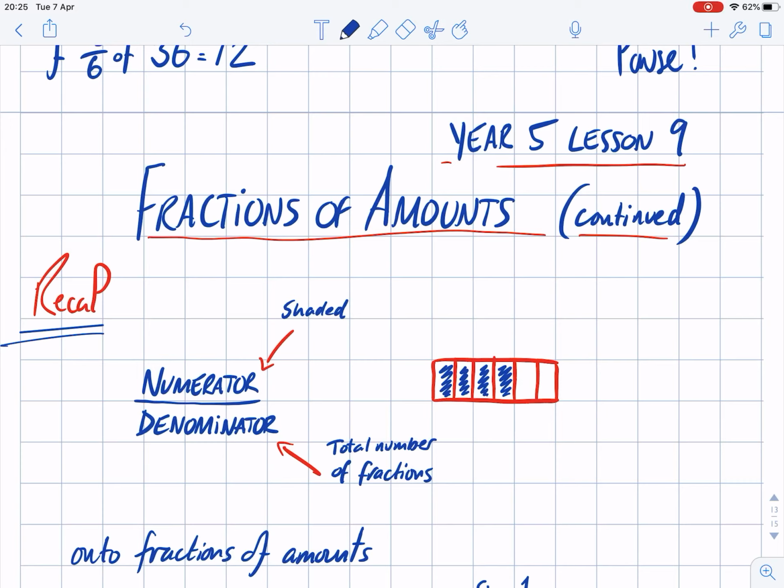So remember, the numerator, which is the number above the fraction line, usually tells me how many pieces are shaded. Okay, or how many pieces of pizza I've eaten, or how many slices of cake. The denominator tells me the total number of fractions. So if this was slices of pizza, it would be the total number of slices in that pizza.